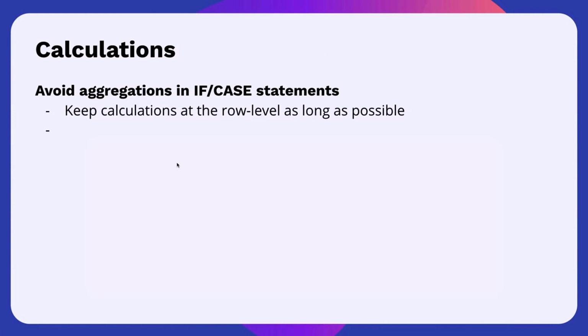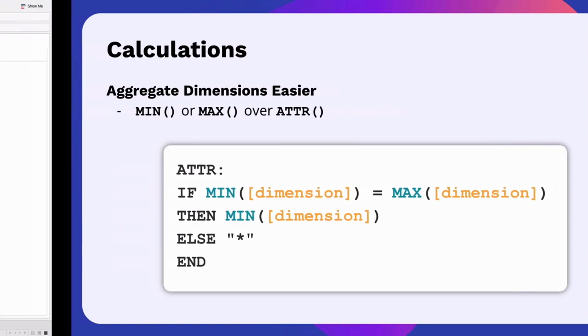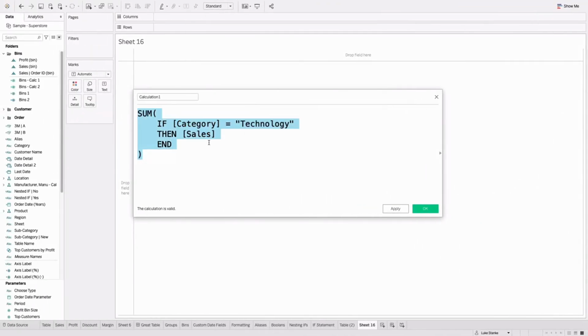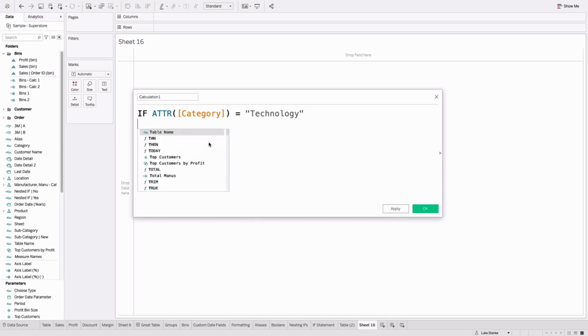Another thing that I saw, and we just looked at it, is that there are some situations in which you can't avoid it and you have to use an aggregation. And what I see people use is the ATTR function. I even showed it in my example. But know that the ATTR function is actually less performant than just using min or max. So instead, if I really had to get away with it, instead of saying if ATTR category equals technology, then sum of sales, what I would say is try to see if you can't use min.